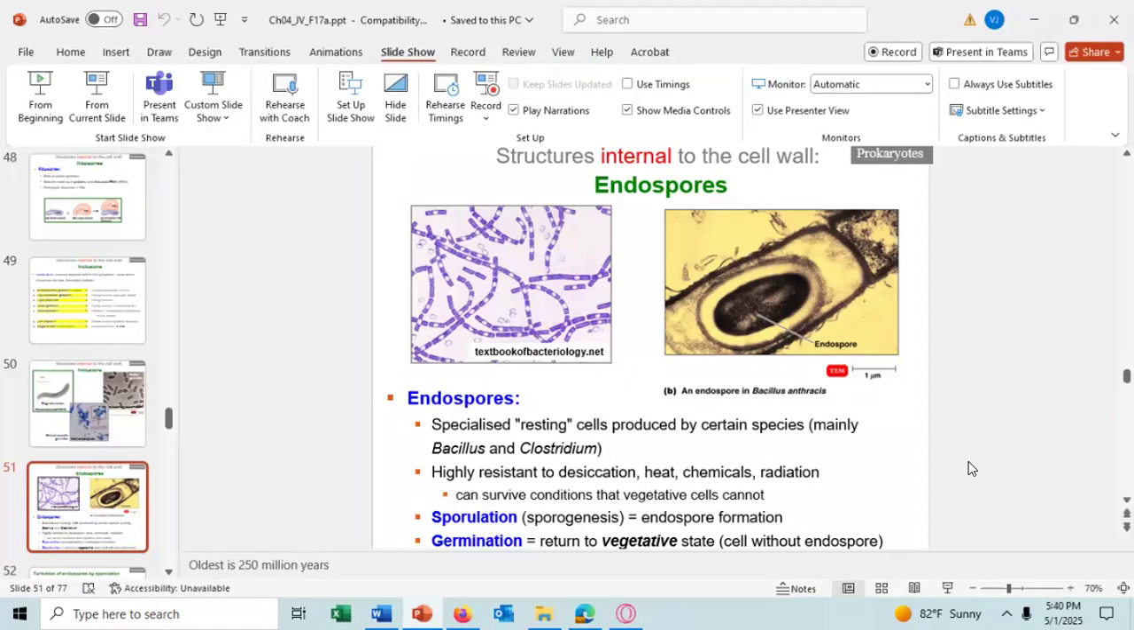cannot. So whenever the cell is in a deteriorating environment, the cell knows that the environment is going bad and that the cell is not going to be able to survive the environment. And so if the cell is a member of the family Bacillus or Clostridium, it will begin making an endospore.